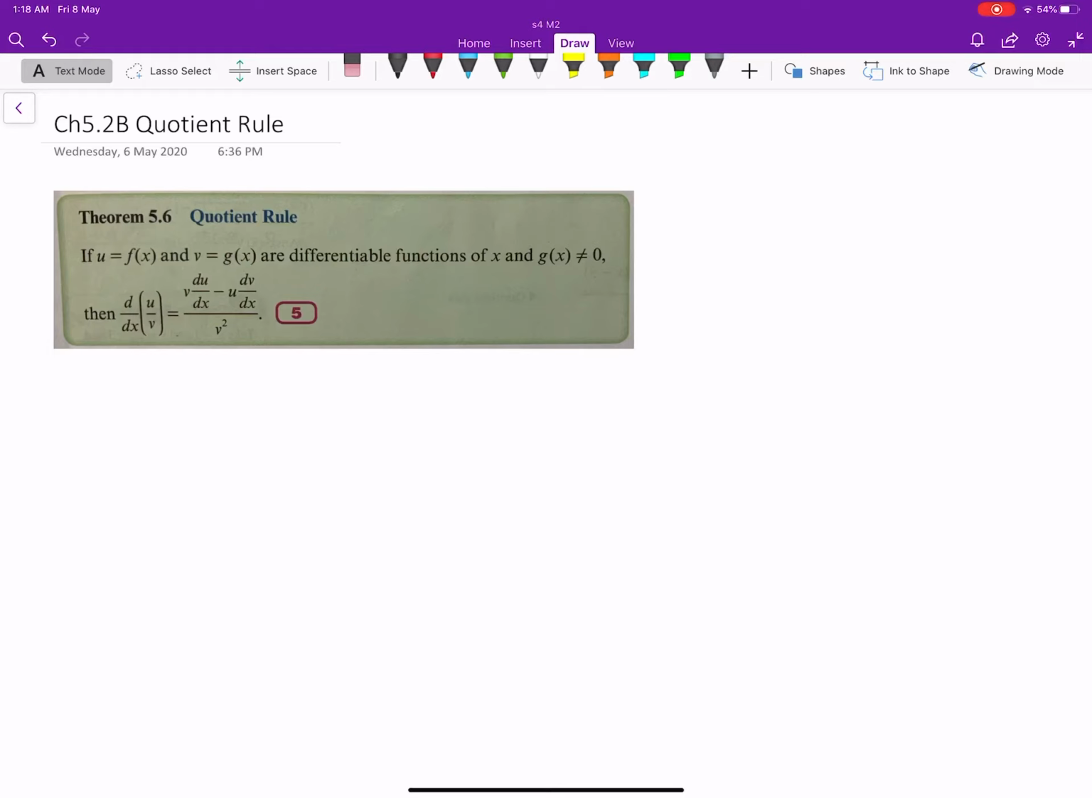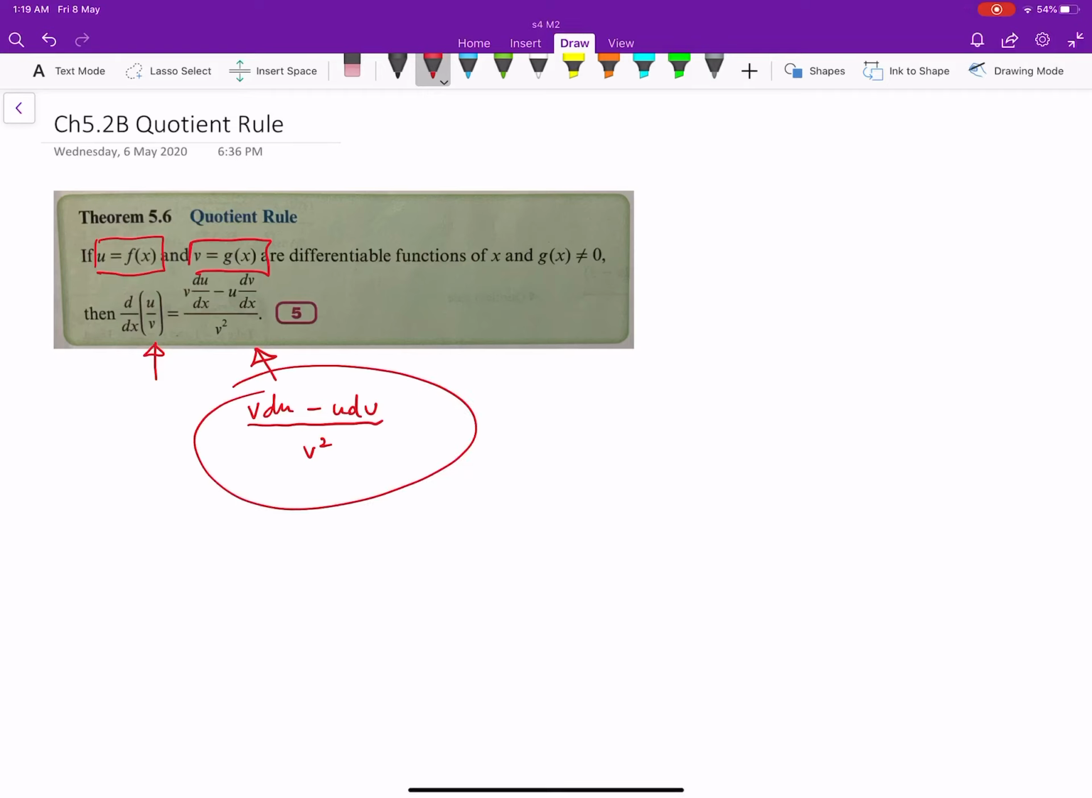We will end chapter 5.2 by talking about the quotient rule. When you see two functions, we use u and v to represent them, in the form of a quotient, u over v. Then the derivative of this will be this answer. Usually we just remember it as v du minus u dv, but actually the form is the previous one, over v squared.